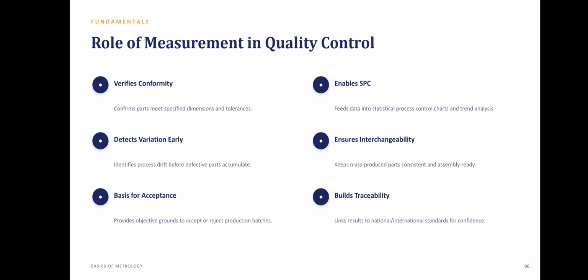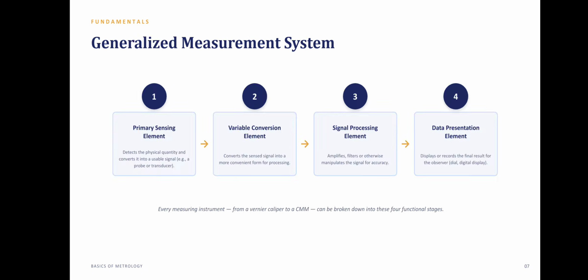First one is verifies conformity. It confirms parts meet specified dimensions and tolerances. The second one identifies process drift before defective parts accumulate. The third one is basis for acceptance. It provides objective grounds to accept or reject production batches. The fourth one feeds data into statistical process control charts and trend analysis. The fifth one ensures interchangeability, keeping mass produced parts consistent and assembly ready. Builds traceability, linking results to national and international standards for confidence. These are the roles of measurement in quality control.